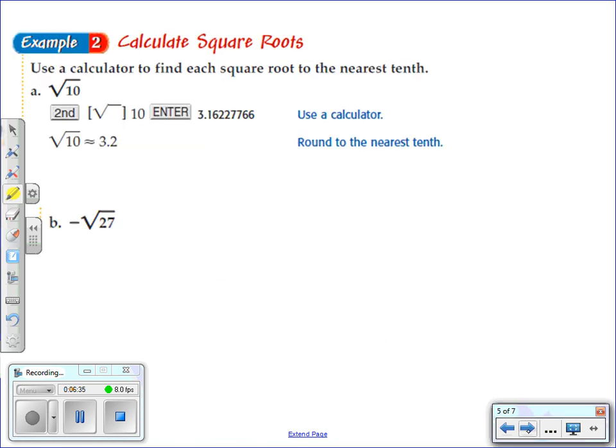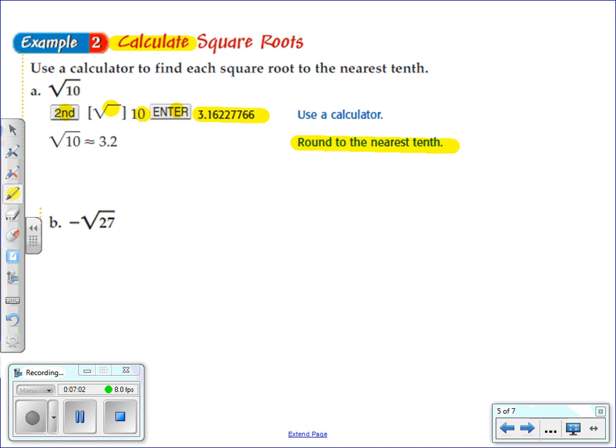All right. You can also use your calculator to find square roots. Yay, everybody's happy, right? Calculator. Okay. And all you do is you enter the second button on your calculator. Say we're finding the square root of 10. You tap your second button, hit your square root button, hit 10, and hit enter. And there's your answer. And then it will ask you to round to the nearest tenth, say.